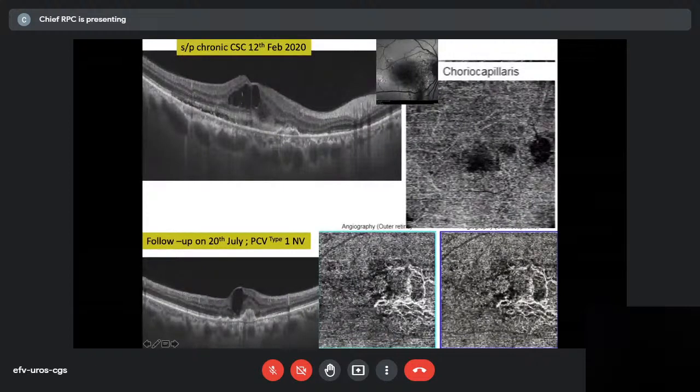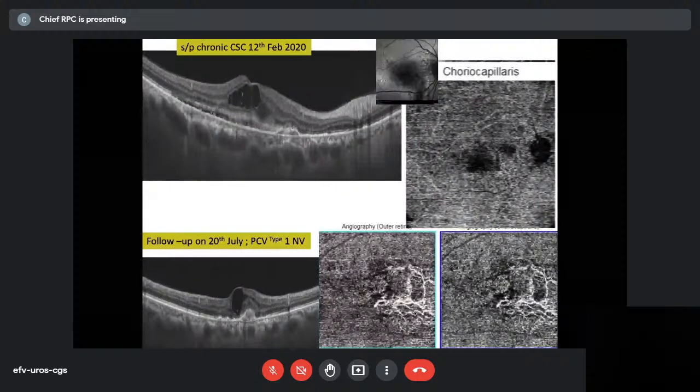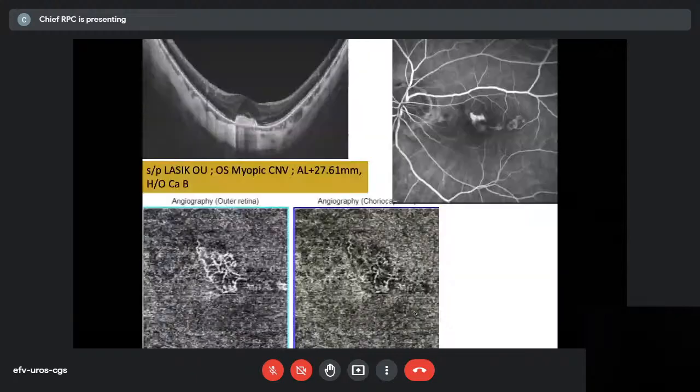Based on OCTA, I would like to inject this patient because the OCTA shows a large membrane, and when you see such a large membrane, it may be justified to inject. His symptoms, his metamorphopsia, will reduce, and there are fewer chances of bleeding, because PCV patients tend to bleed more than neovascular AMD.